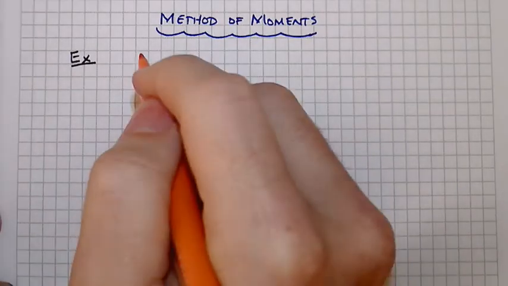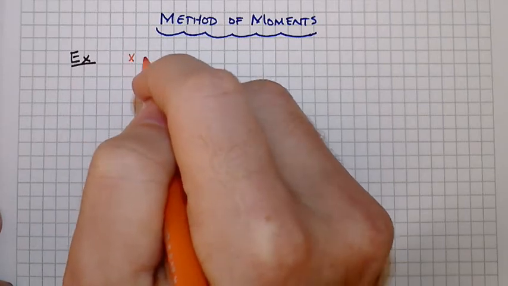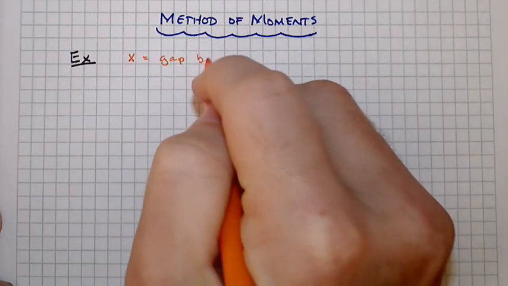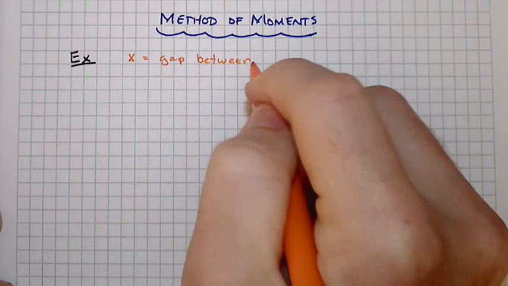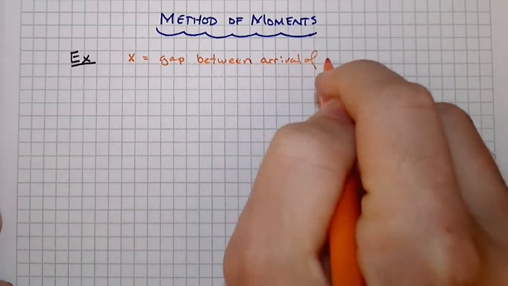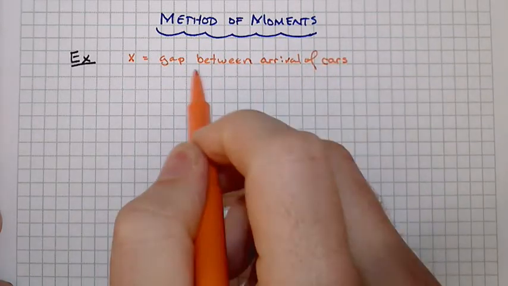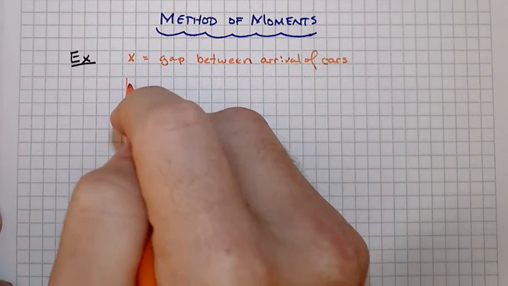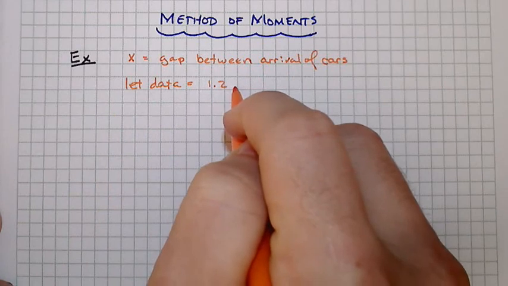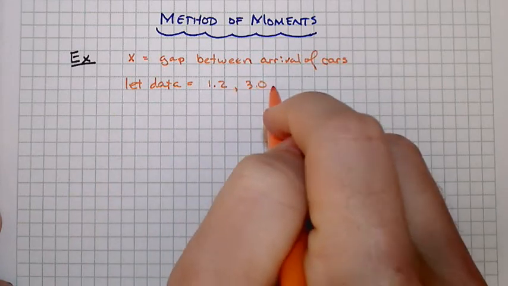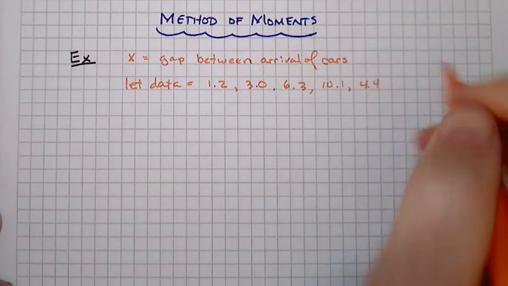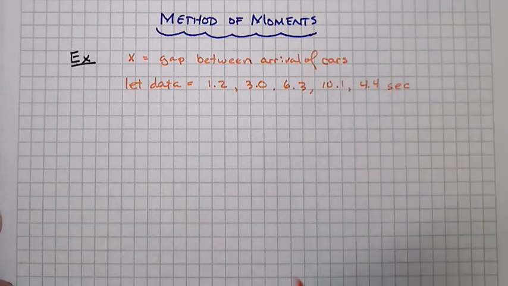Let's consider an example where the random variable is the gap between the arrival of cars. Could be anything that is in this kind of a process here. And we're going to let the data be a small data set here: 1.2, 3.0, 6.3, 10.1, and 4.4 seconds, that inter-arrival time.